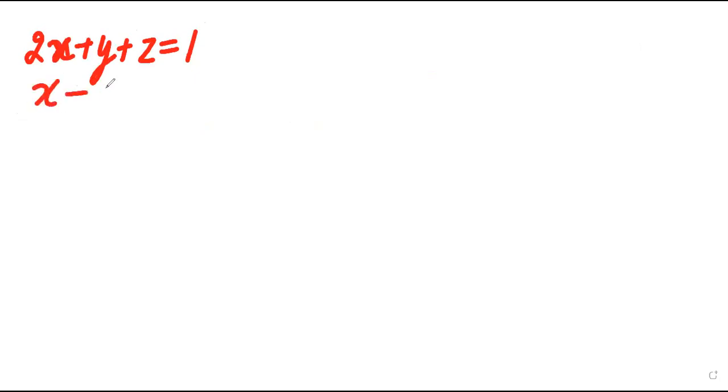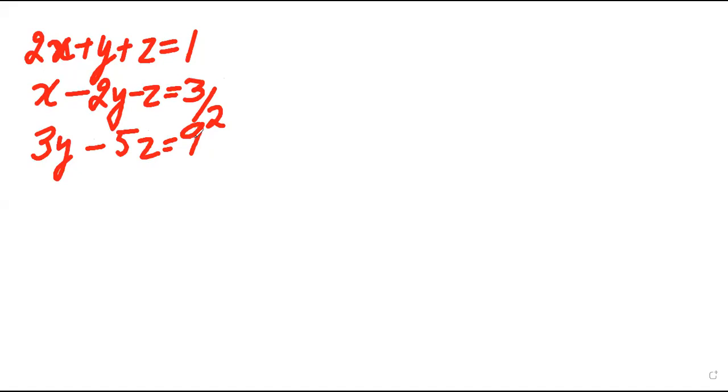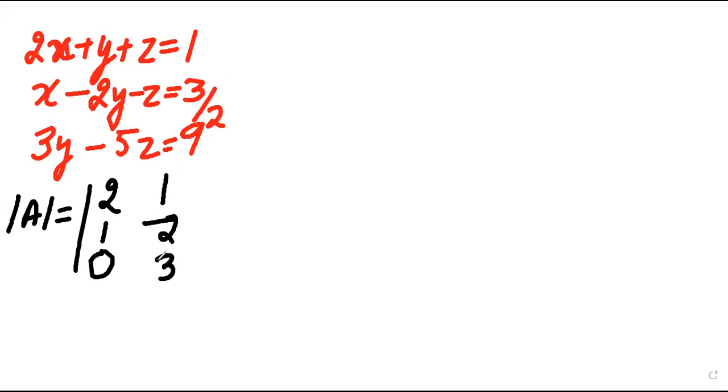Next, x minus 2y minus z equal to 3/2. Then next is here 3y minus 5z equal to 9. Okay, this is the question given to us. Now first of all, find the determinant of it. 2, 1, x is not there, so we will take here 0. Coefficient of x is not there, so what will we take here, beta? 0. Here 1, minus 2, here it is 3, then 1, minus 1, minus 5.